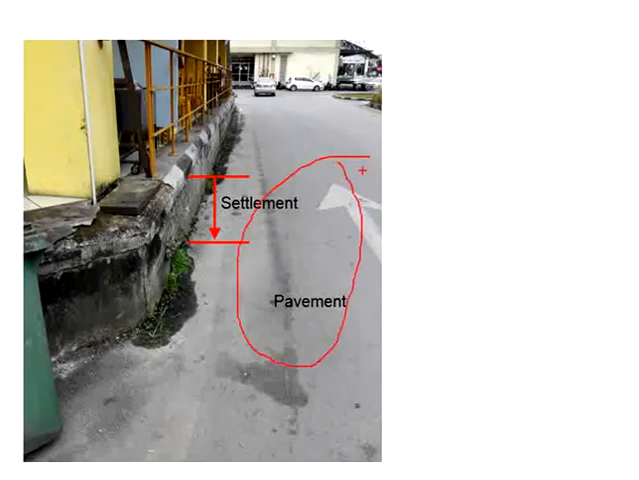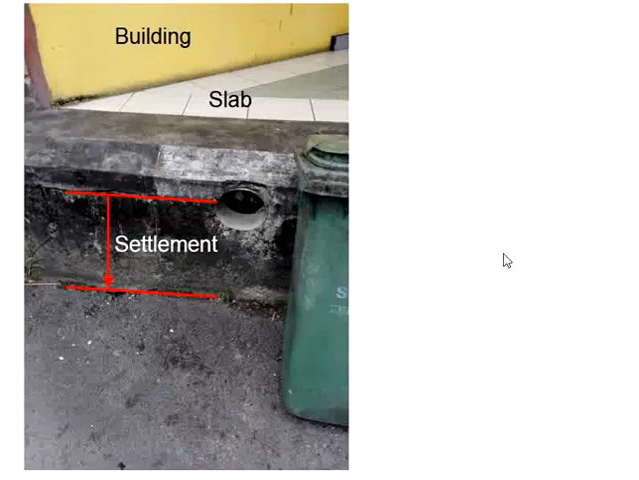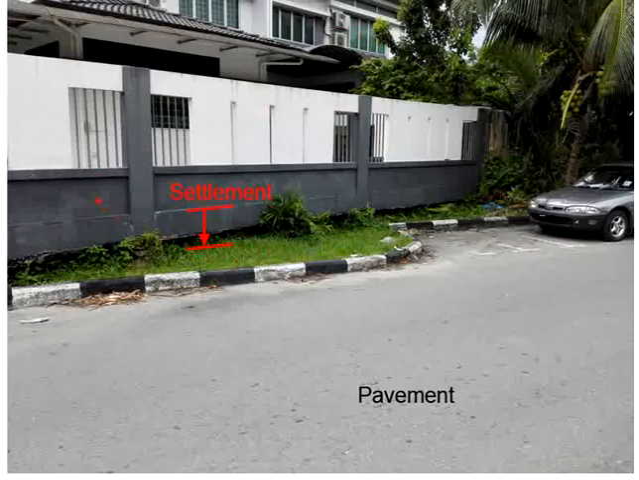The pavement is here, and this is the amount of settlement of the pavements. You can imagine the degree of settlement by looking at the typical dustbin here, which is about half a person's height. This is quite significant. This is another example. This is supposed to be a ground bin to be flush with the ground surface.